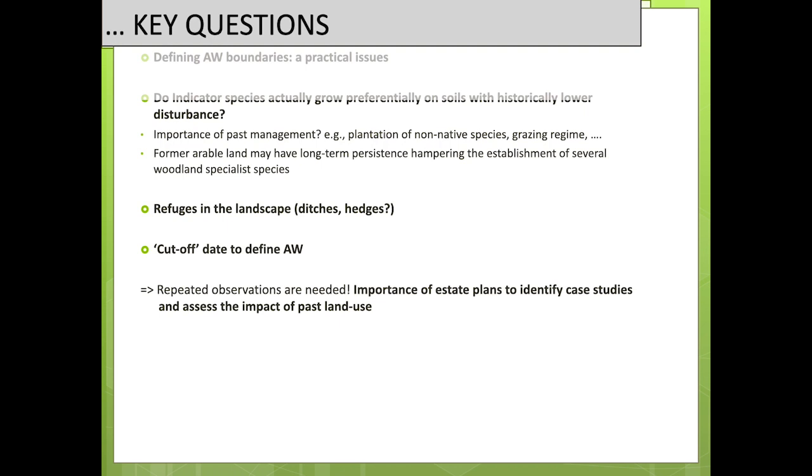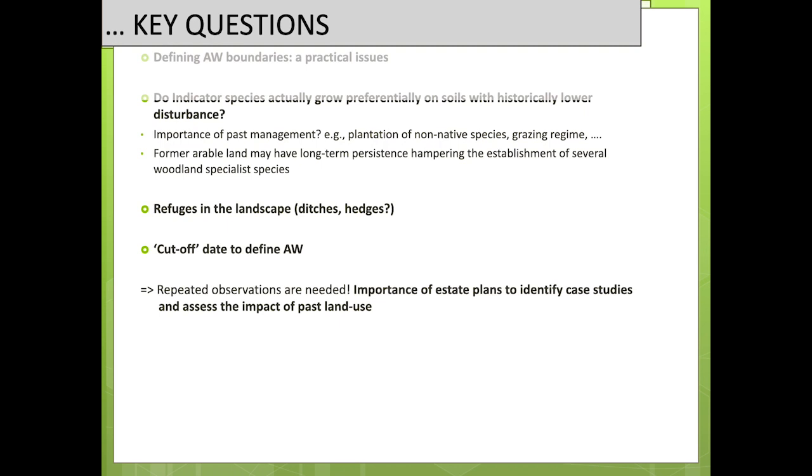What is the impact of former arable land? Actually, in my study area, most of the woods were meadow before. They were not arable lands. And the people who showed in the past the difference between ancient woodland plant species and more modern woodlands studied woodlands that grow on former arable land, for which we would expect that the disturbance of the soil is much more important. Disturbance of the seed bank, disturbance of the chemistry of the soils, for instance. And it's probable that former arable land has a long-term persistence that will hamper the establishment of woodland specialist species.